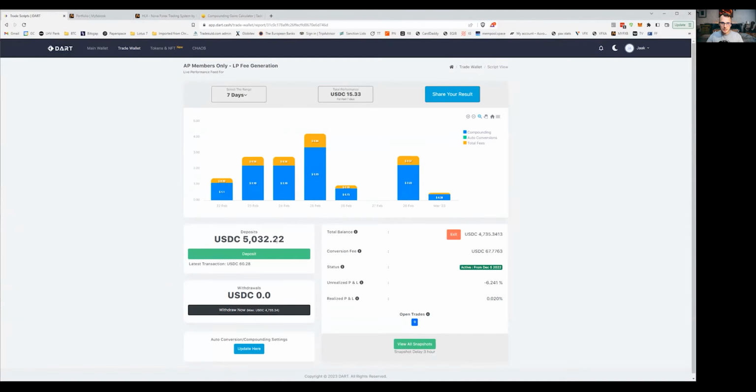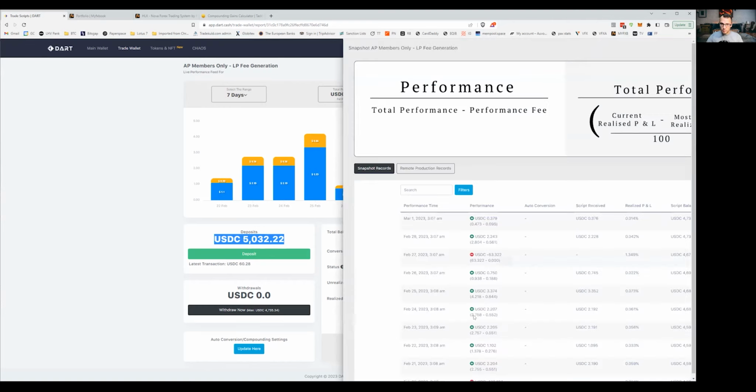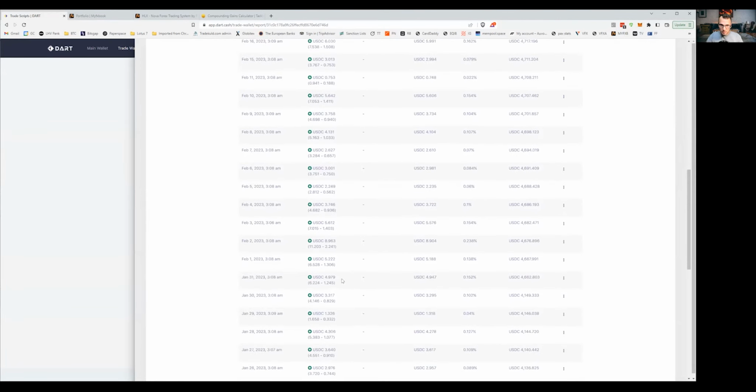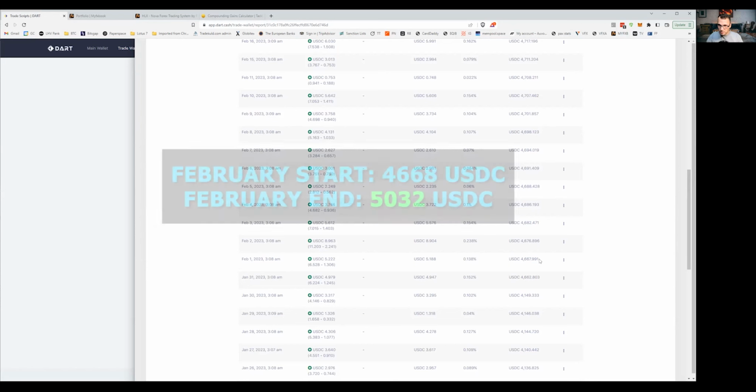And here I can see that deposits, so this is like the balance of the account, so it's a little over 5,000, so it's 5,032. Now to see what the script balance was at the beginning of February, I'm gonna have to open snapshots, and I'm just gonna see, okay, 1st of February, I can see that the script balance was 4,668 USDC.